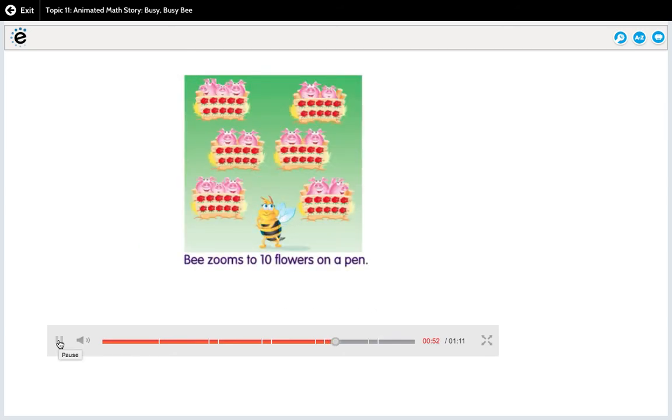Bee zooms to 10 flowers on a pen. We can count the flowers on 6 pens.